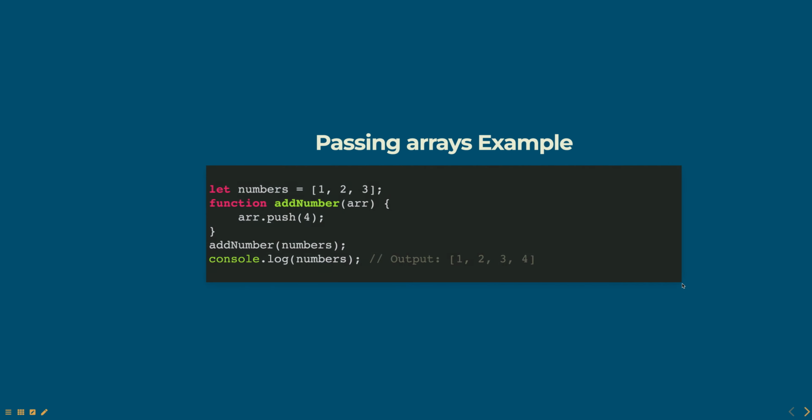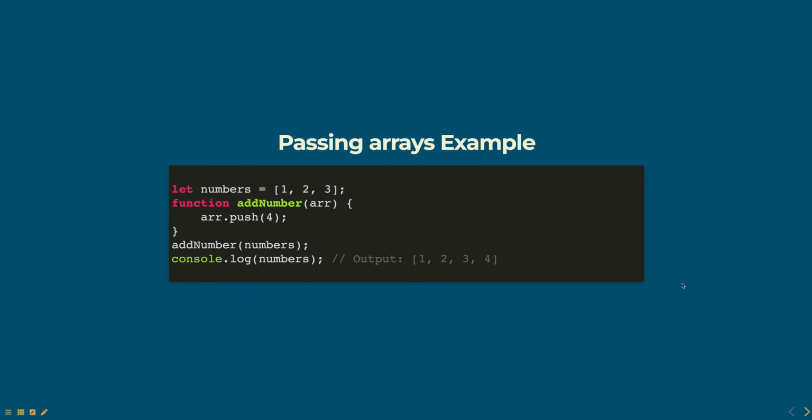In this example, the numbers array is passed as an argument to the addNumber function. So the function has access to the same array object and can push an element to it. This change is reflected in the original array, and the output is 1, 2, 3, and 4.